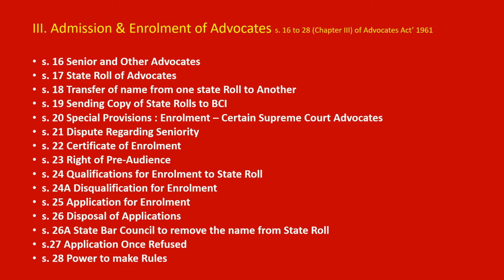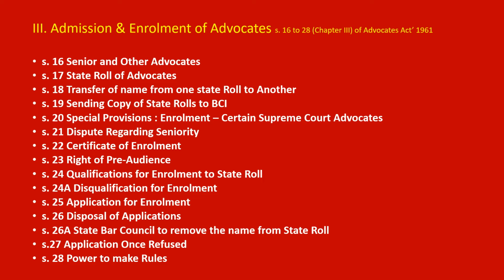Section 24 is a very important one because it talks about the qualifications for enrollment to a state roll. It gives in general 5 qualifications that need to be satisfied by an advocate for his enrollment to a state roll. The first is that he should be a citizen of India. Now here is a glitch. The person need not essentially be a citizen of India. He has to be a citizen of India, or else, if he is from another country, Indian advocates should be allowed to practice in that country. So it's like a mutual agreement.